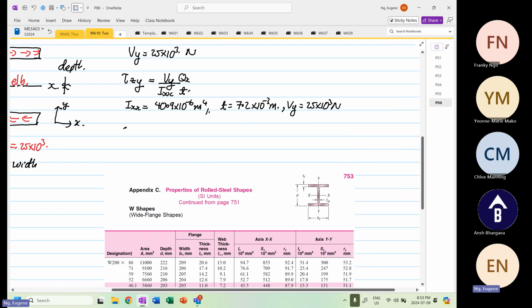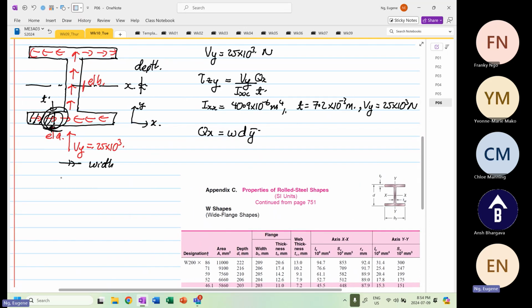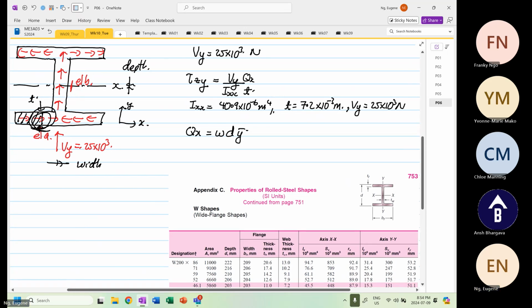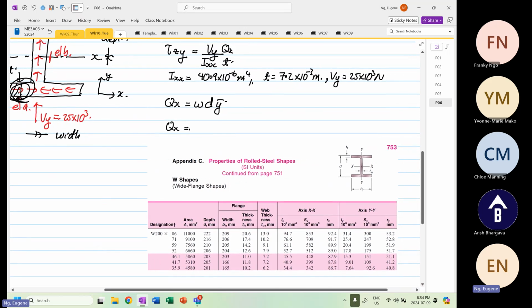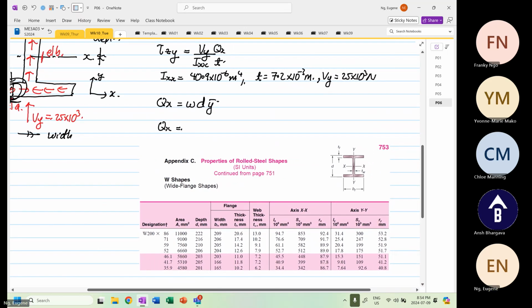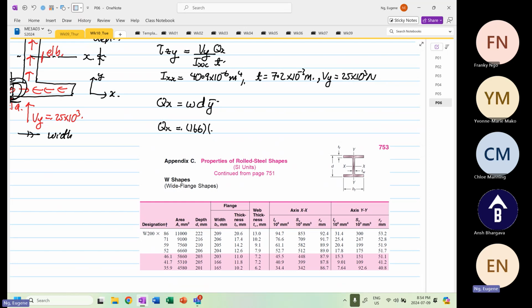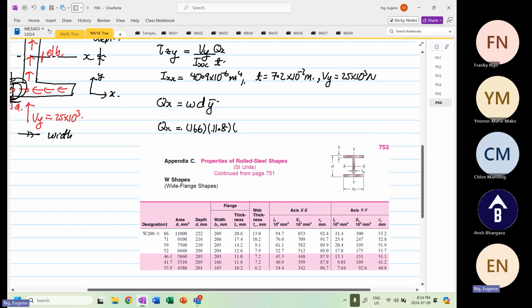Again, we have to calculate Qx, which is equal to width times depth times y bar. We know the x-axis is of interest. So let's calculate Qx. The width of the flange, bf, is equal to 166. The depth, the thickness, is tf. Down here is where you have to be careful: 11.8.